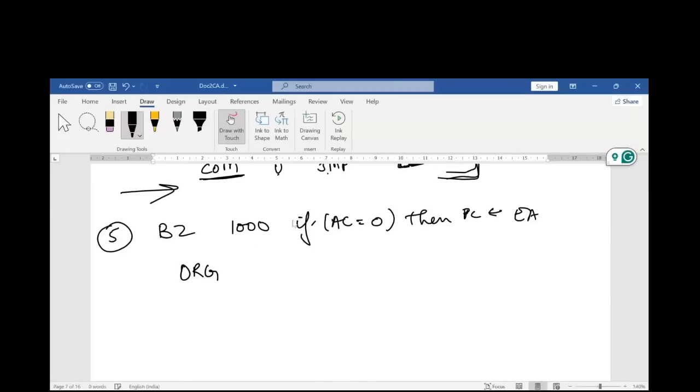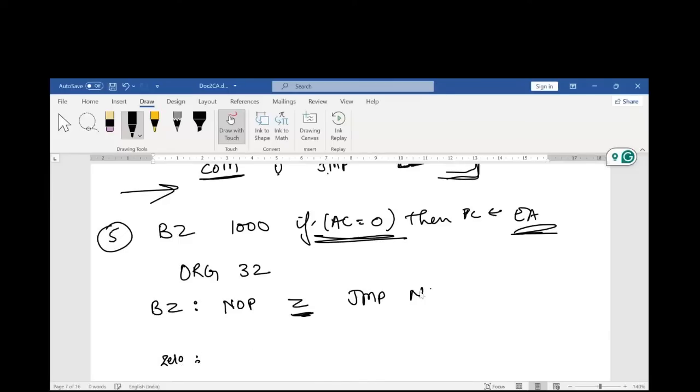What is the ORG? 1000 and 20 behind it. So that would be ORG 32. Make the label BZ. If AC is 0, you don't have to fetch the effective address first. First check the condition. Which condition? The 0 condition. So what is my first step over here? No operation, Z, jump. Okay. If Z is 1, meaning if AC is 0, then I have to do something. So let us make a label over here named 0. Okay. If the value of Z is 1, go to 0. But if not, it is going to go to the next line.